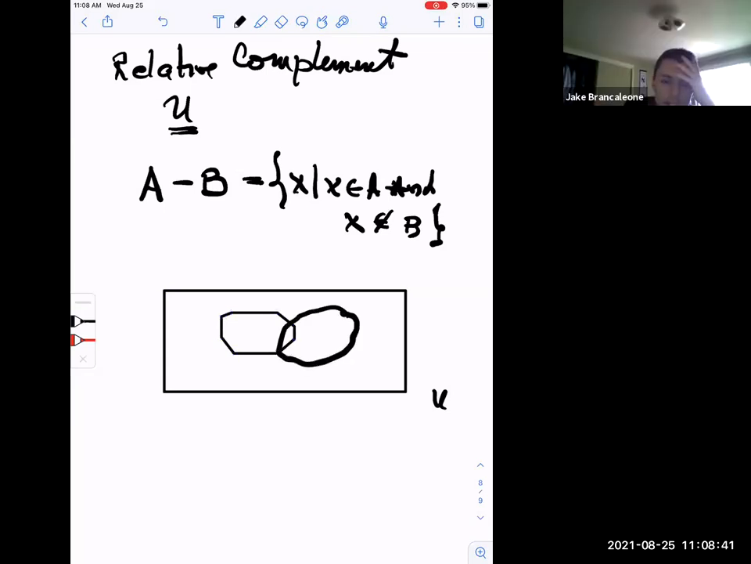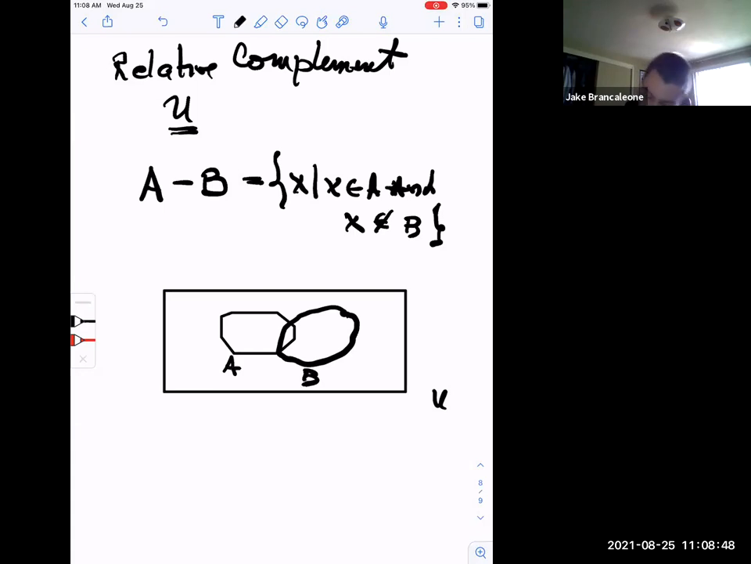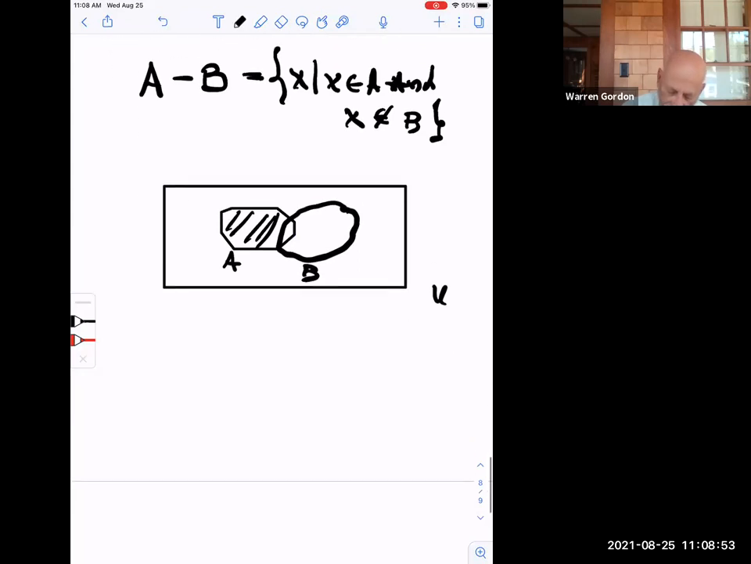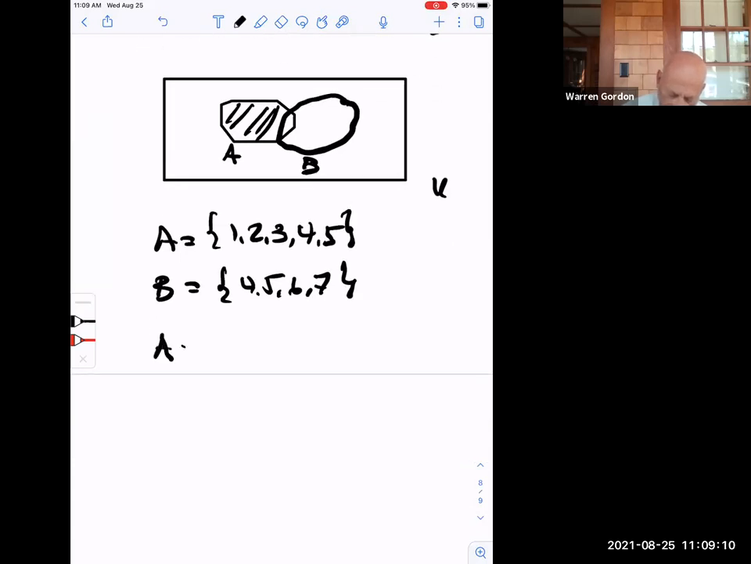Professor, is that A minus B, or am I reading that wrong? A minus B. Okay. So here's A, here's B. A minus B would be all elements in A that are not in B. See it? In the example I considered above, I look at A, and I want the elements in A that are not in B. I get 1, 2, 3.